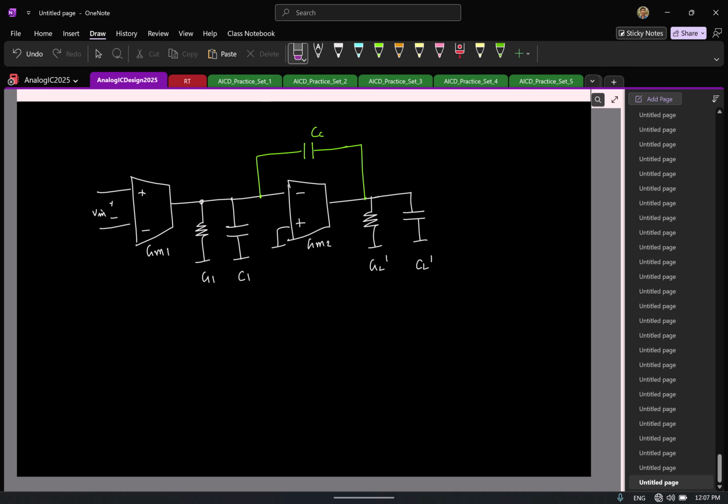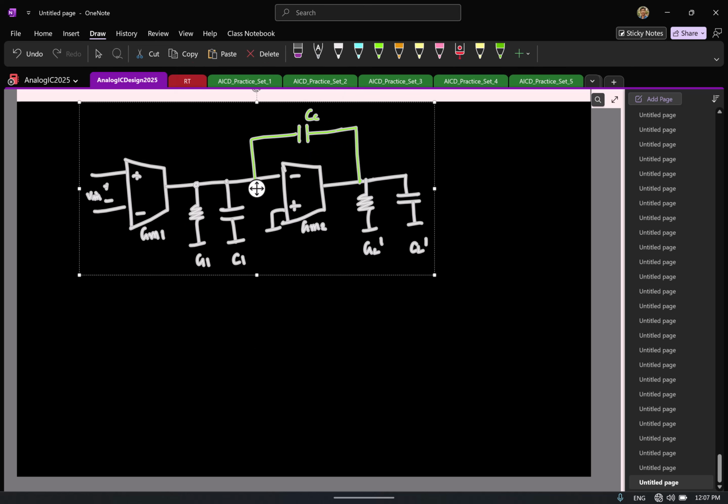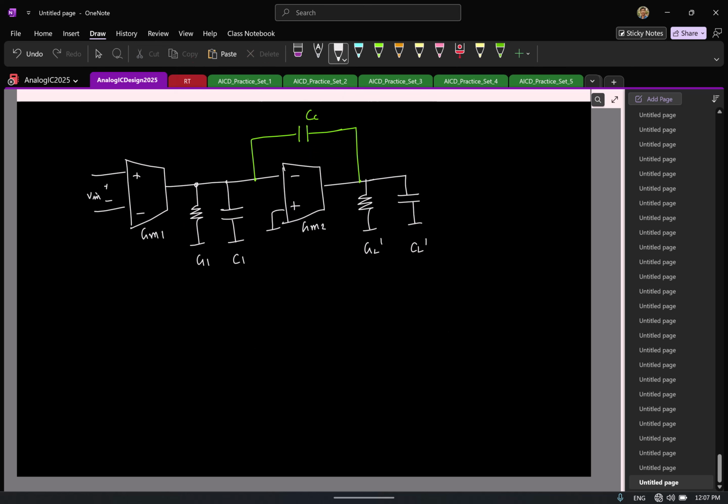So first, let's understand the location of the zero once. So let's calculate the location of the zero. How do you find the zero location here? What do you do first? You assume that the output is 0 in time domain or Laplace domain. In the Laplace domain, you make this 0, and then do what? Yeah, you can apply KCL now.